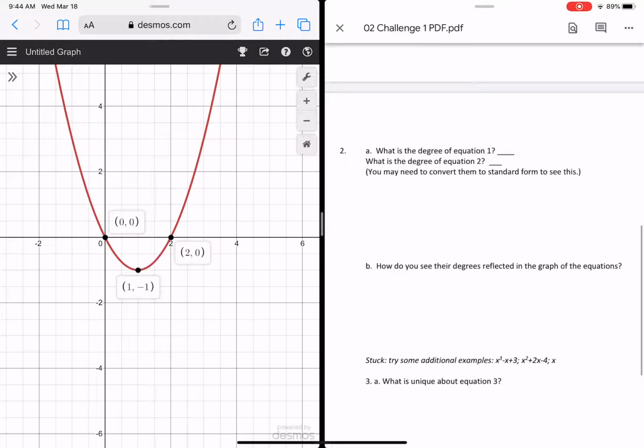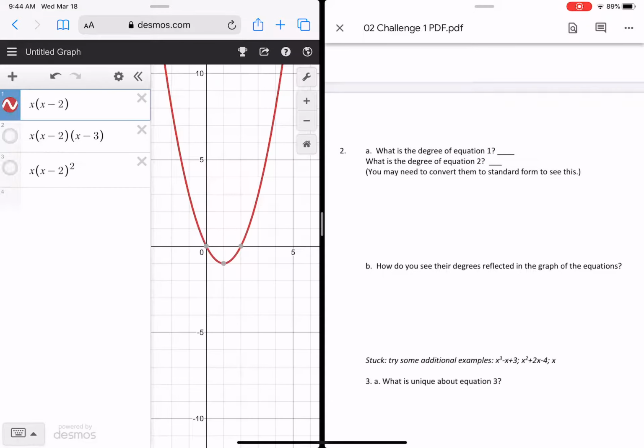All right? Then it asks, what is the degree of equation number 1? You should be looking at that, and your notes told you about how to find the degree. So what is the degree of equation 1? And what is the degree of equation 2? It even gives you a hint. You might want to convert them to standard form to be able to see the degree. You can see it in factored form, but maybe you want to convert it to standard form, okay?